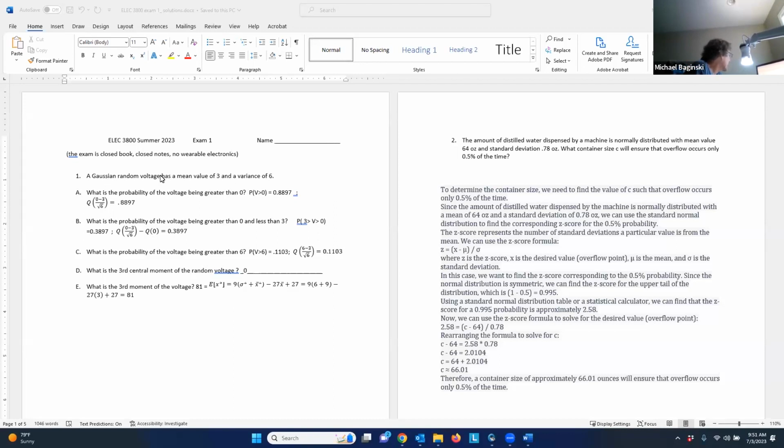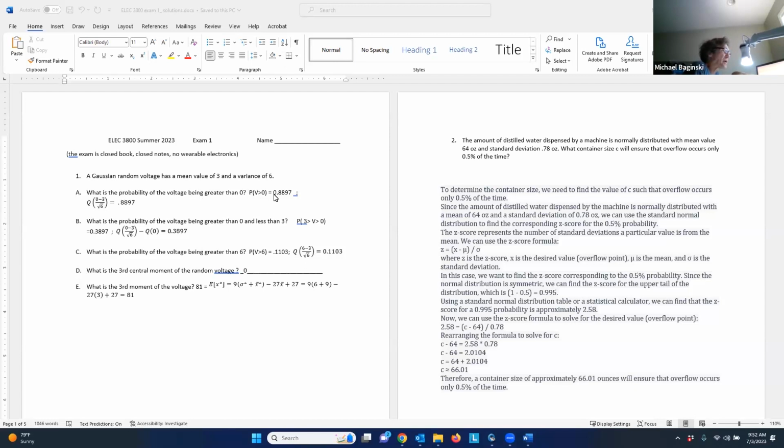So the first one: a Gaussian random voltage has a mean of 3 and a variance of 6. What is the probability of the voltage being greater than 0? And I'll put all this stuff up, by the way. It's the probability of V less than 0. Here, that table I put in the back, you can do two things. You can use your calculators, you can use the table. It's the probability of voltage being greater than 0.